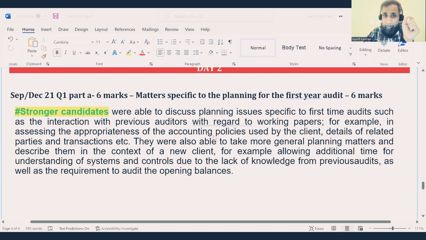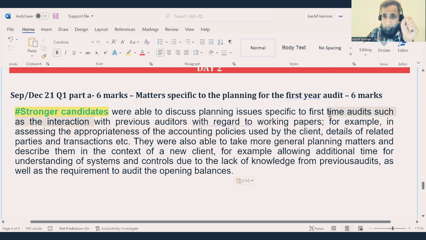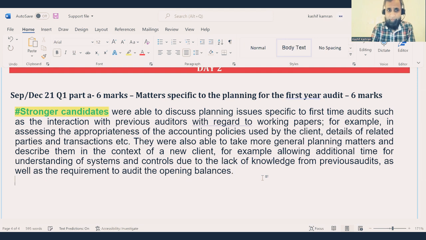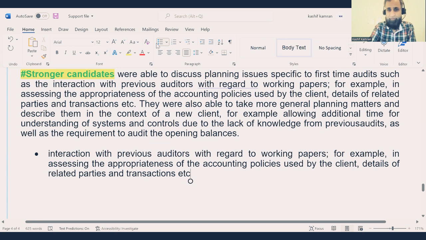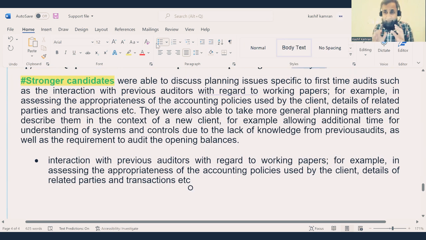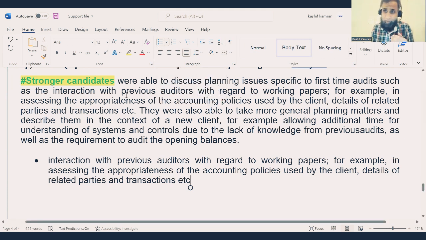The examiner is saying stronger candidates were able to discuss the planning issues for the first time audit, such as interaction with the previous auditor with regards to the working papers, for example, the appropriateness of the accounting policy and the details of the related party, etc. So when I'm planning the first year audit, is interaction with the previous auditor a very good point? Is this a very specific matter that I should interact with the previous auditor and ask about the appropriateness of the accounting policy?